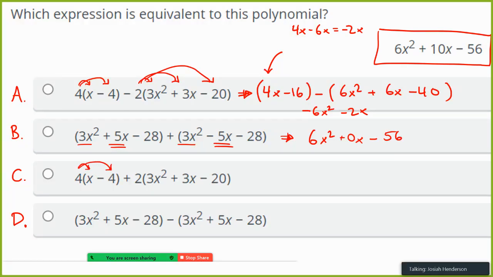So I'm looking at C now. So 4x minus 16. That first part's the same. Now, actually, this is the same too. We're multiplying in a plus 2, positive 2. So 6x squared, 6x minus 40. Okay, now let's see what we get. 6x squared. 4x plus 6x gives us the 10x. Good. This has got to be right. And then negative 16, negative 40 together, negative 56.